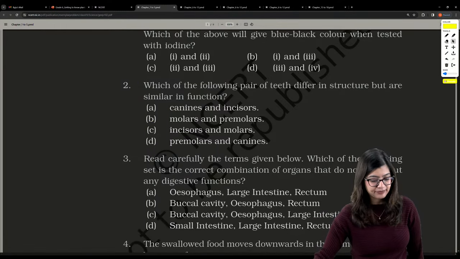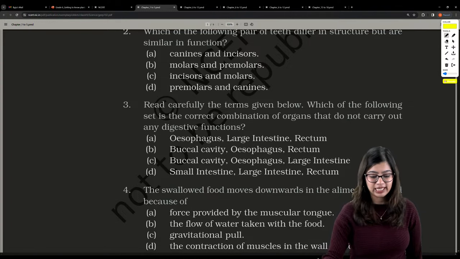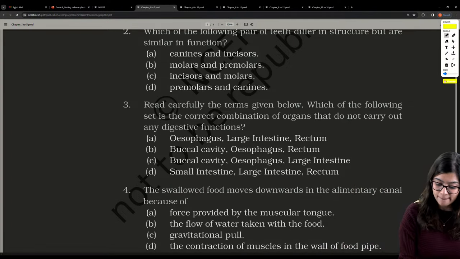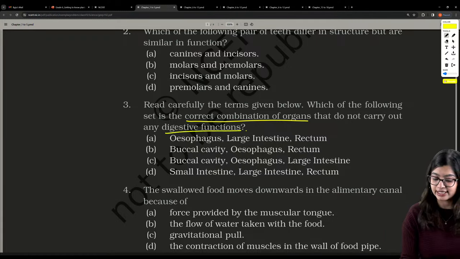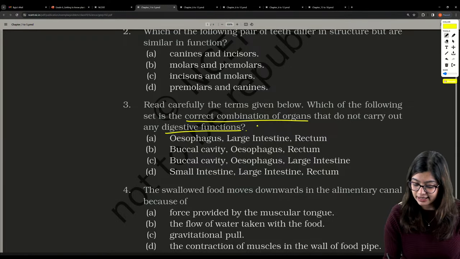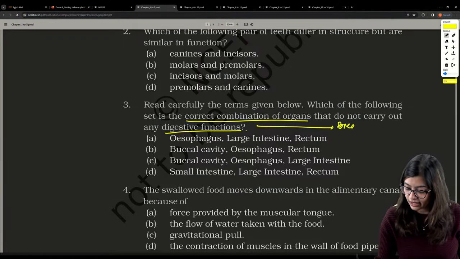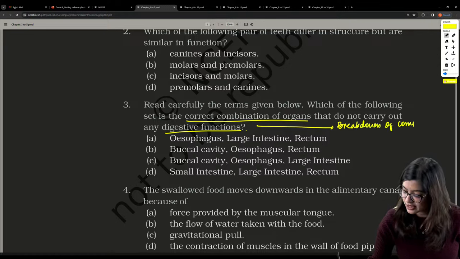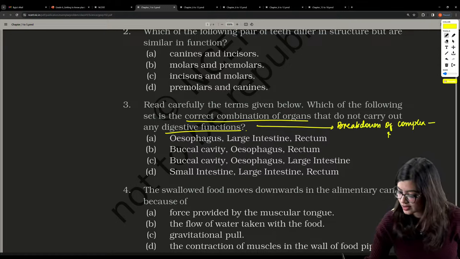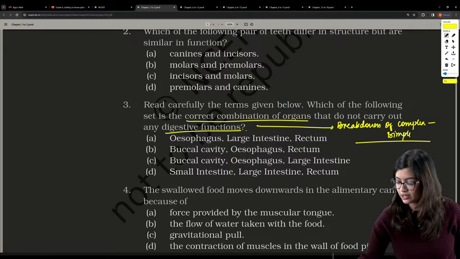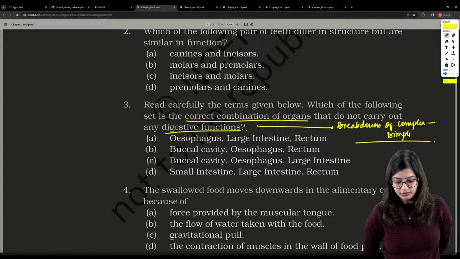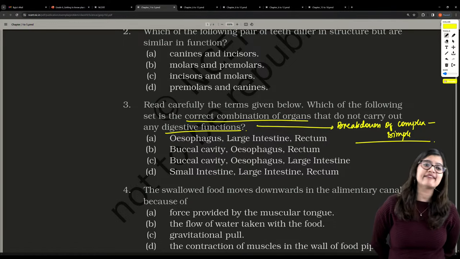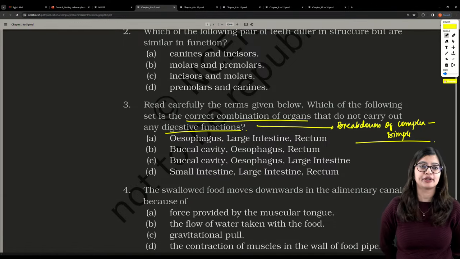Now, question number 3. Read the statement carefully and tell me which combination of organs do not carry out any digestive functions. That means here they will not help me with the breakdown of complex substances into simple forms, right? Or simple soluble forms, which is not going to help me. Where will digestion not happen? That is what you need to look at.